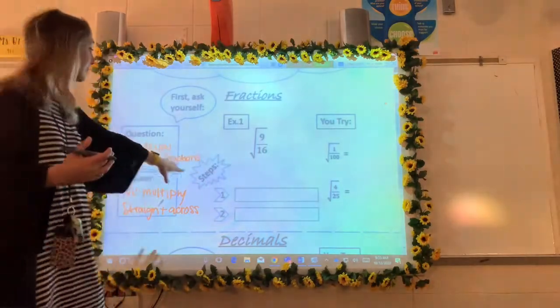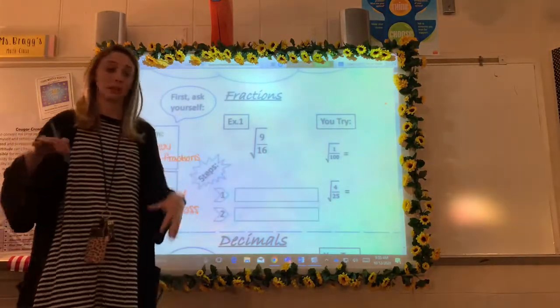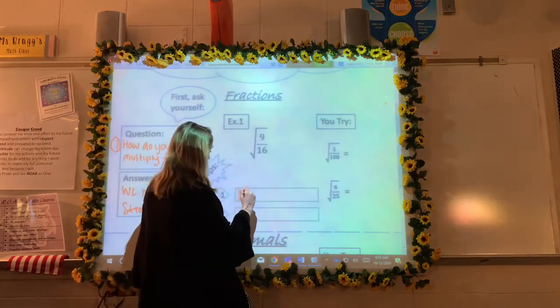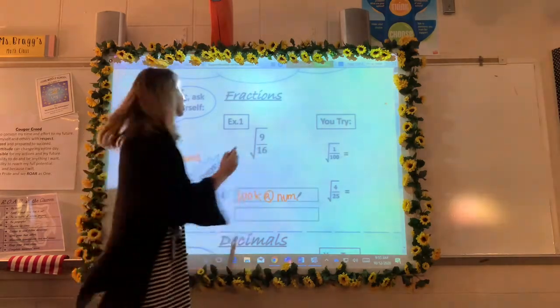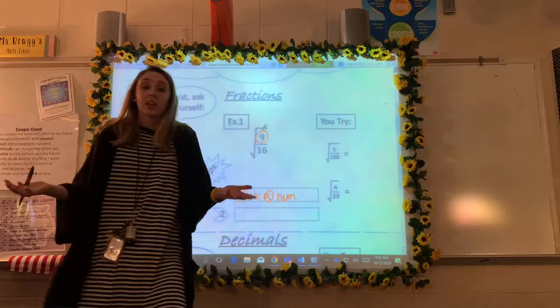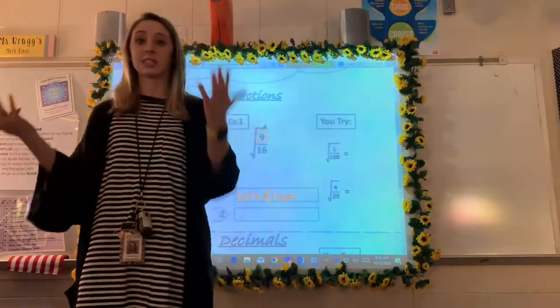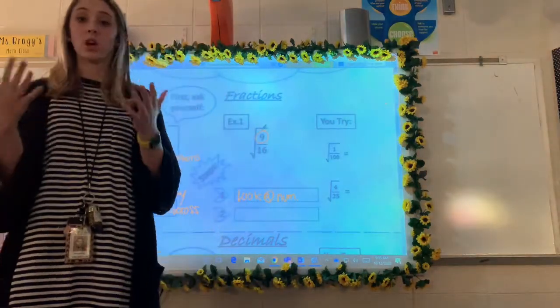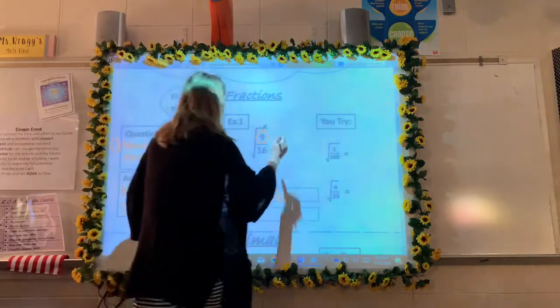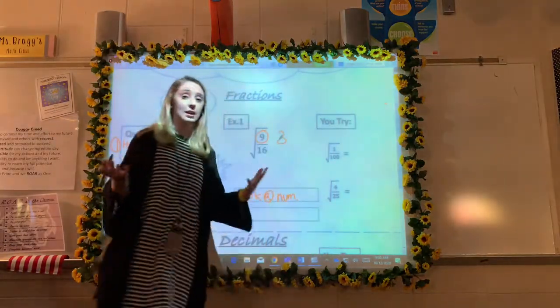So first thing is we want to look just at the numerator, okay? So first we want to look at the numerator. So our numerator in this first one is 9, okay? So let's think about it like this. What times what gives us 9, okay? Hopefully you know that the square root of 9 is 3. So we know 3 times 3 gives us 9.